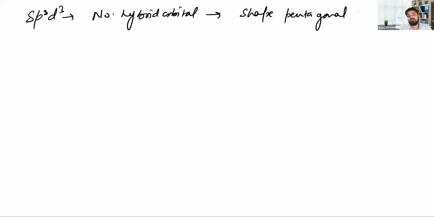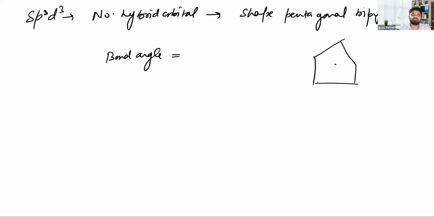The shape will be pentagonal bipyramidal. Okay. Understood? Understood? Yes. And we will have bond angles here. You know that 5 here, the bond angle between the pentagon bonds is actually 72 degrees. So how many such bonds will be there? There will be 72 degree bond angle.